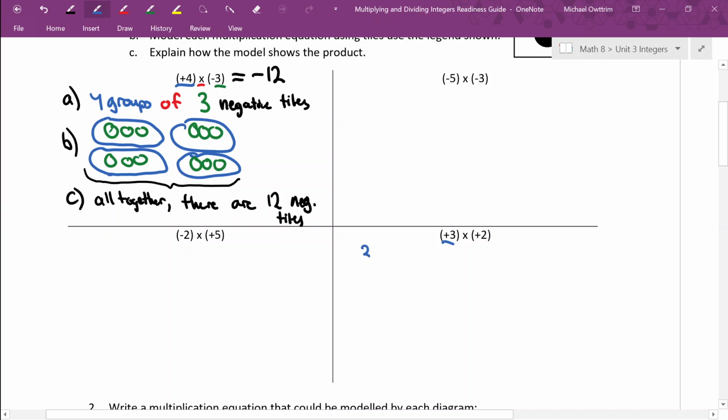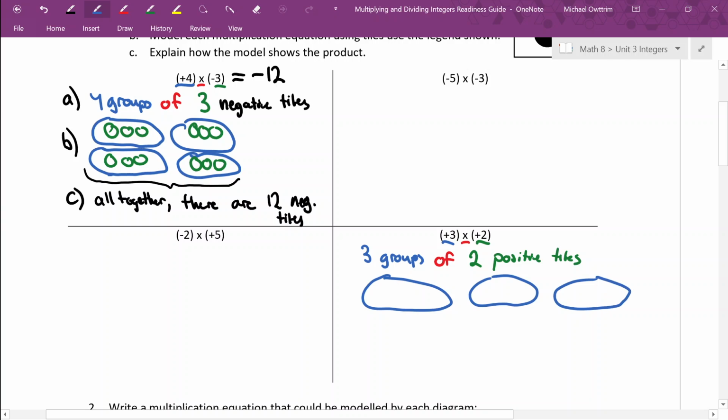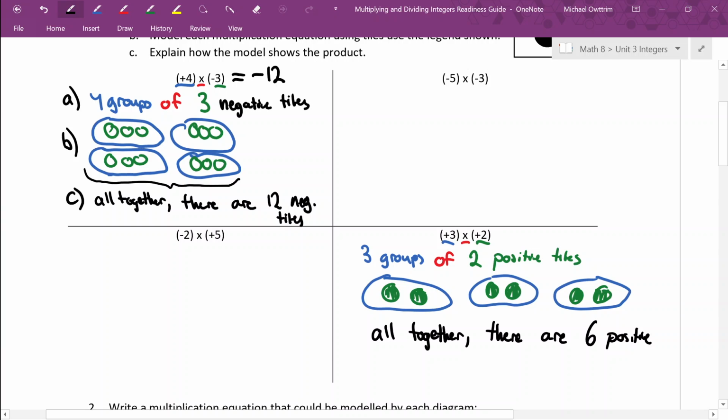We can say that we have 3 groups. Our multiply sign means of, and of course we've got 2 positive tiles. And so let's go ahead and make our 3 groups. 1, 2, 3. And we need 2 positive tiles in each one, so 2 shaded tiles. And of course, what's our product? We'd say all together there are 6 positive tiles. And so our product is positive 6.